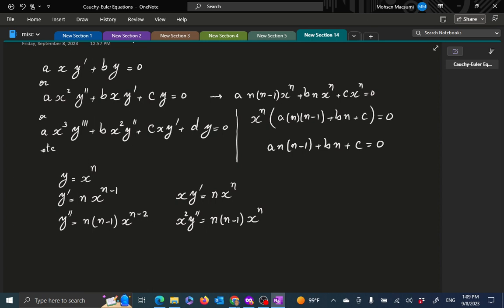What are we looking for? We're trying to figure out what exponent n is going to match in our problem. So when you expand this in terms of n, you get a n squared plus (b minus a) n plus c equal to 0. Now you can go ahead and find out what n is. It's just a quadratic equation. You apply the quadratic formula and then you find your roots.